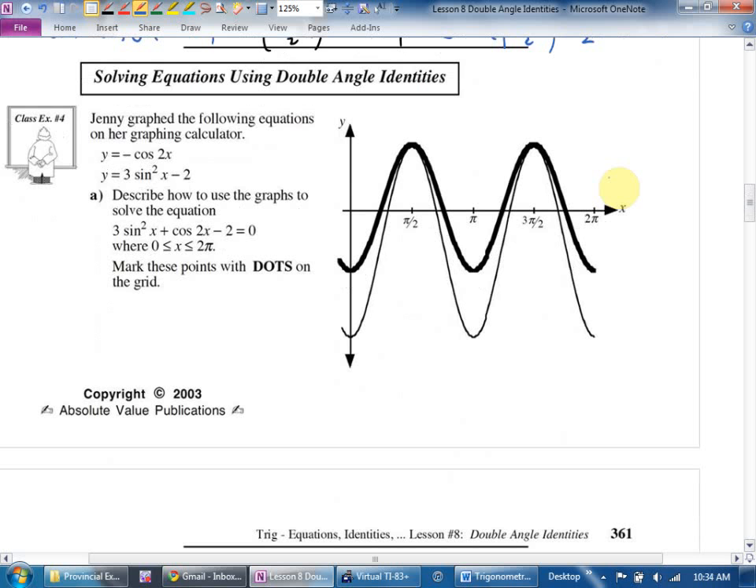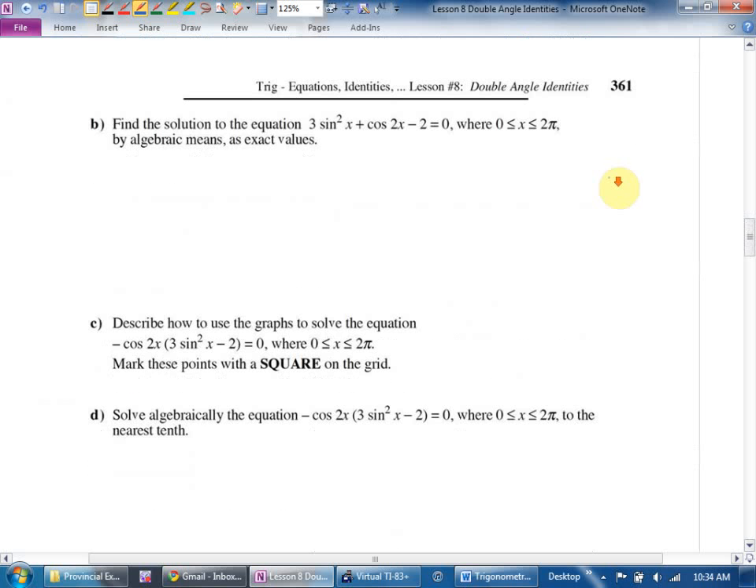You can also solve equations using double angle identities. Turn the page. Oh, you can do it with a graphing calculator, but let's look at B. What's ugly about B? Two trig functions. Now, normally I would say, oh, decimal answers, graphing calculator. But it says as exact values, which means apparently I can do this one by hand. And not only is it two trig functions, can you see the double angle? The 2x? Let's get rid of that. What other trig function do we have in this question? Sine.